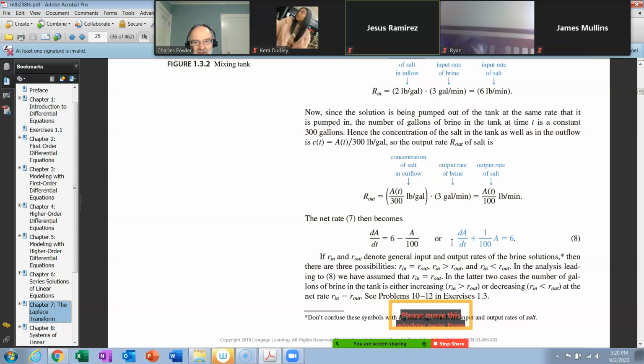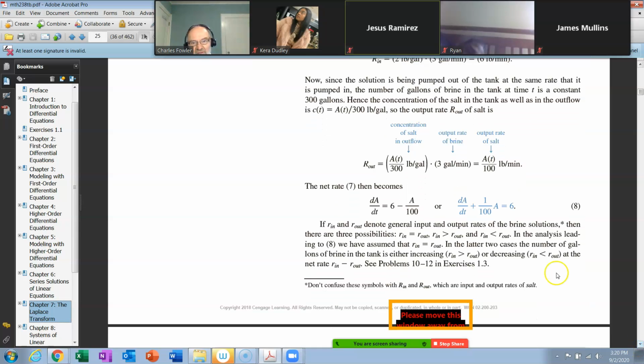Now, they say something here which is sort of important. Don't confuse R in and R out. That's just the rate at which the fluid is coming in and out. That's not the amount of salt going in and out. The R in is proportional to how much salt is coming in. That's why it's a 6 there. But the R out, because your amount in solution is always increasing, is a variable going out, but the rate at which the fluid is going out is the same. So the R in and R out are the rate of solution, not rate of salt.